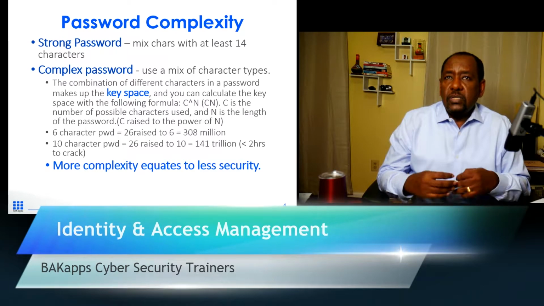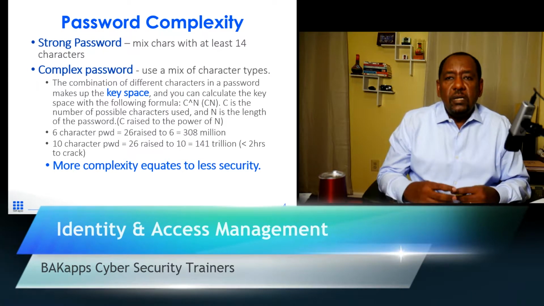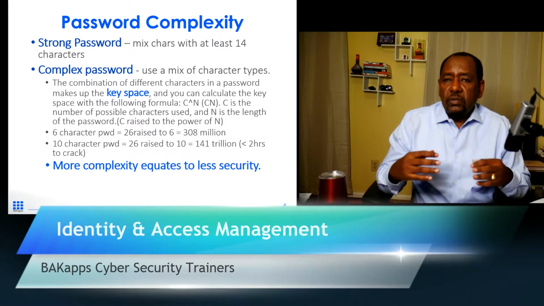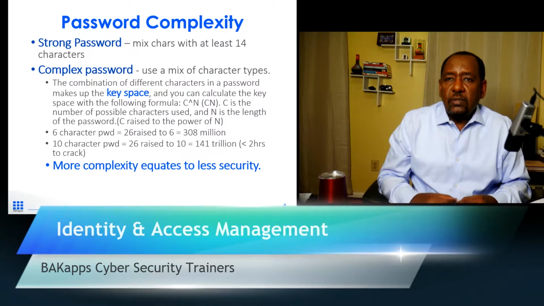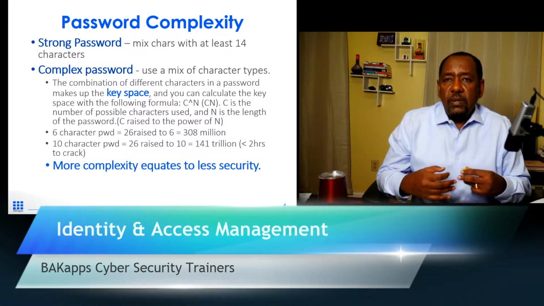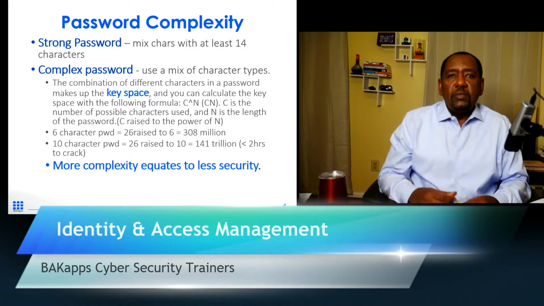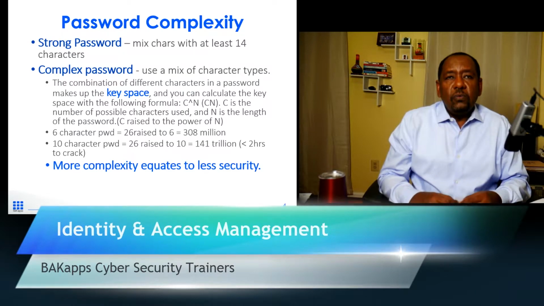A strong password is mixed characters with at least 14 characters, but a complex password is a more difficult mix of character types. What happens when you make passwords too complex? People tend to write their password on a paper, and sometimes they write it in a notebook next to their keyboard. Sometimes they leave it inside their office, and intruders might be able to find it. So more complex equates to less security.